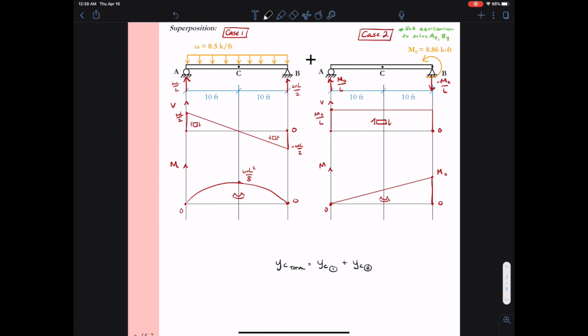And using superposition, this will be the total deflection at C due to case 1 and case 2. We can apply superposition anytime we have elastic structures, which is one of the assumptions we made in our bending deflection equations. So what is the deflection at C for case 1? Well, we solved this in example problem 1.